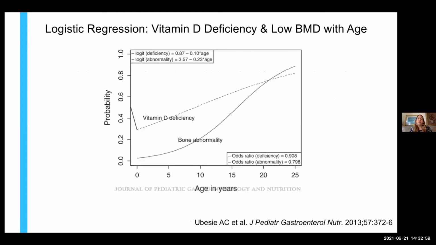And you can just see over here that as children get older, they do have an increase in vitamin D deficiency and an increase in low bone mineral density. But they, again, were not directly associated with one another.